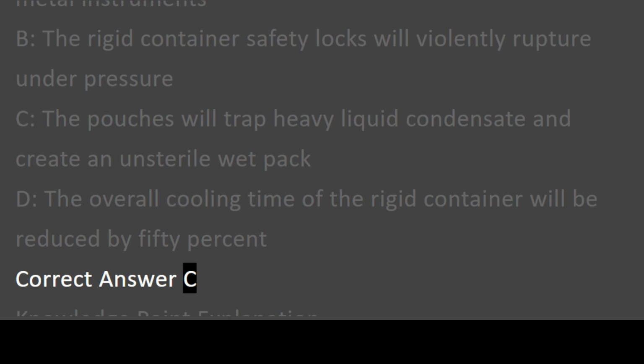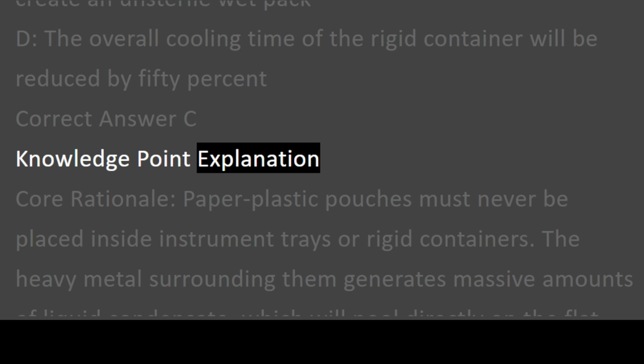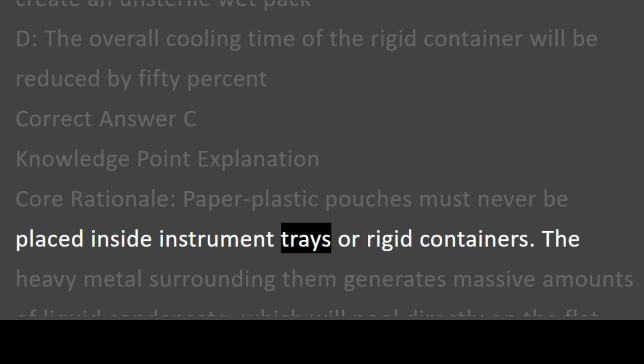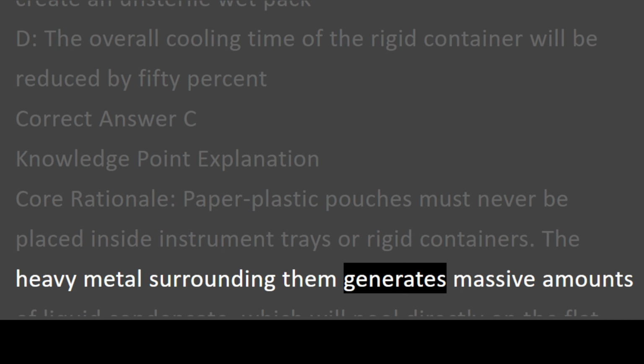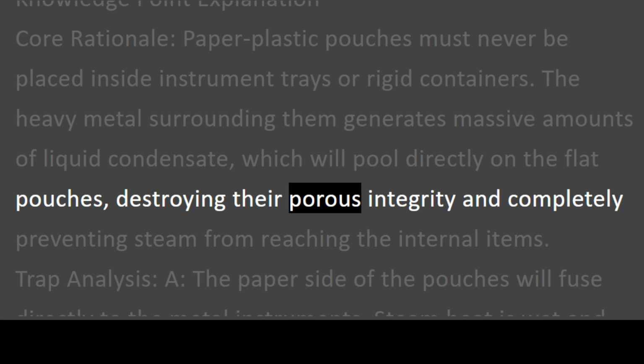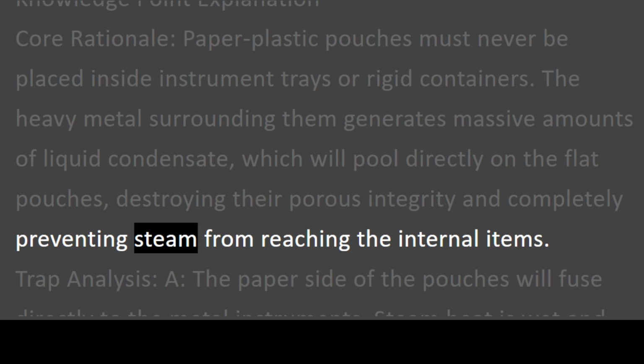Correct answer C. Knowledge point explanation. Core rationale: paper plastic pouches must never be placed inside instrument trays or rigid containers. The heavy metal surrounding them generates massive amounts of liquid condensate, which will pool directly on the flat pouches, destroying their porous integrity and completely preventing steam from reaching the internal items.